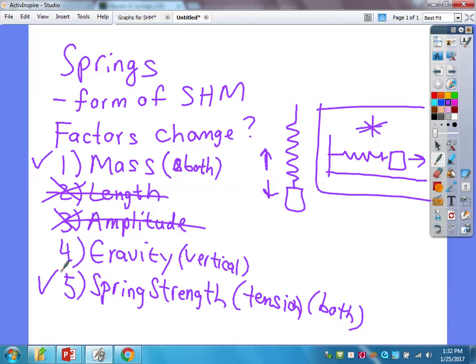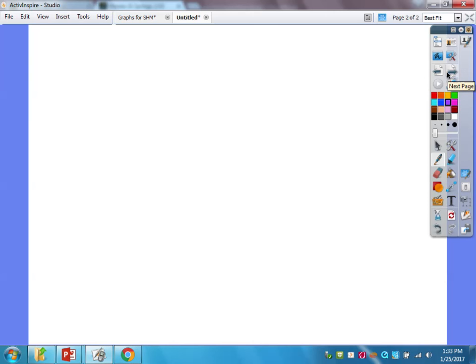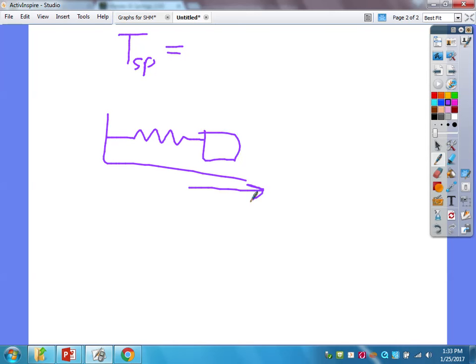Let's jump right into the formula for it. What is the period of a spring when it's moving back and forth? It turns out that formula is T = 2π times the square root of m over k. M stands for mass.